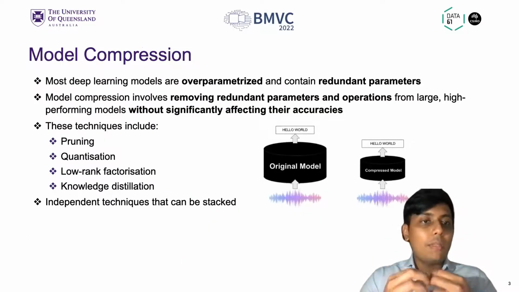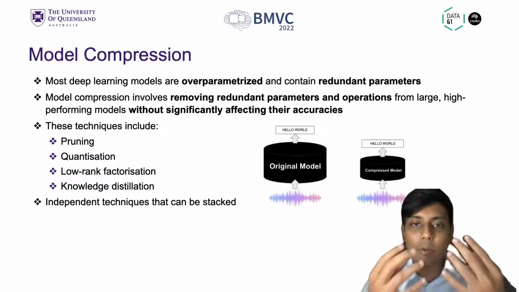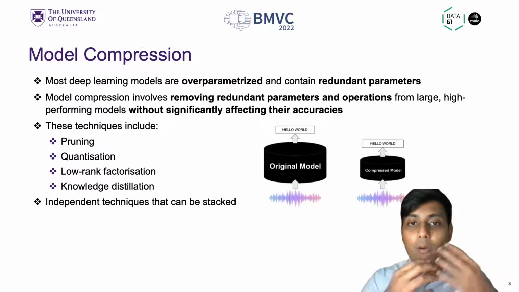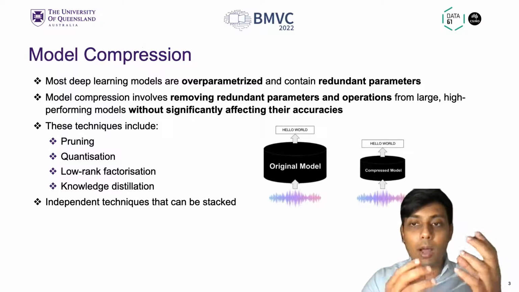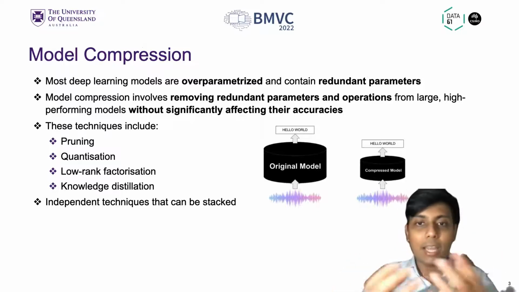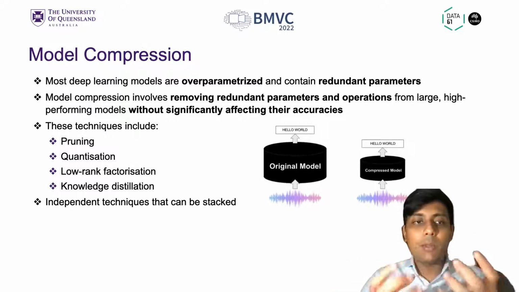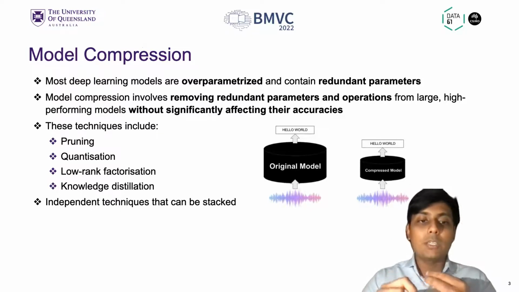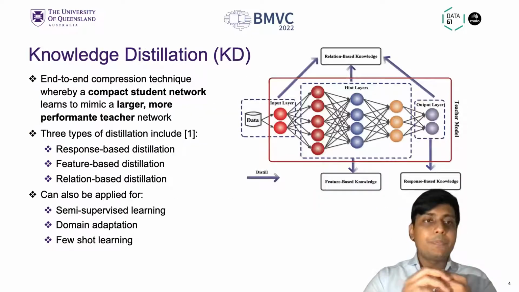Turns out, though, that most deep learning models are actually quite over-parameterized, containing a lot of redundant parameters, which means by removing those redundant parameters, we can optimize the models without actually affecting their accuracies. Some of the major techniques include pruning, quantization, low-rank factorization, and knowledge distillation.